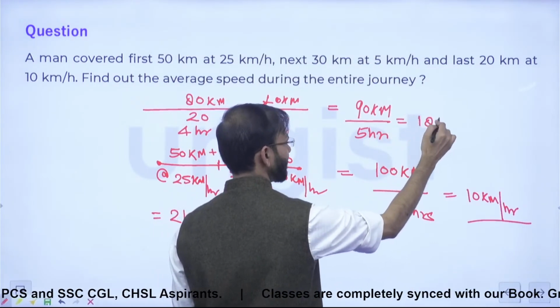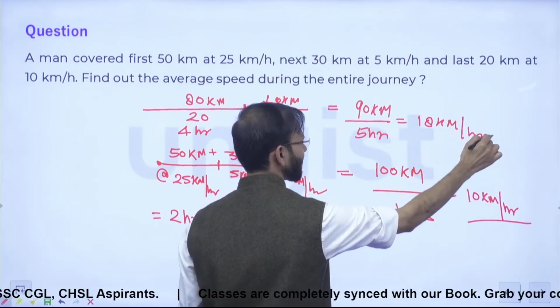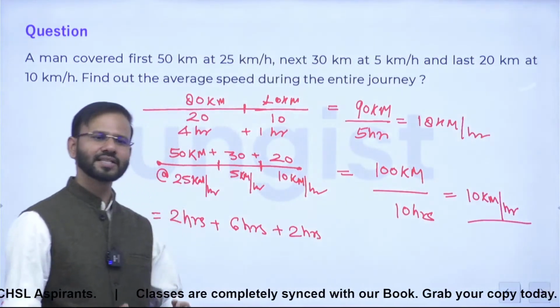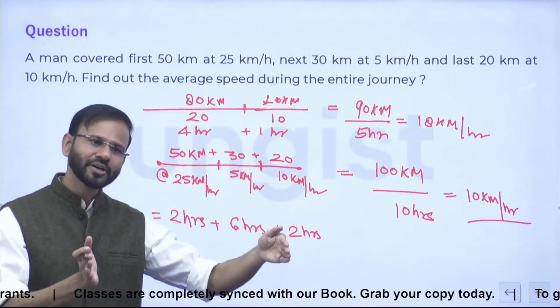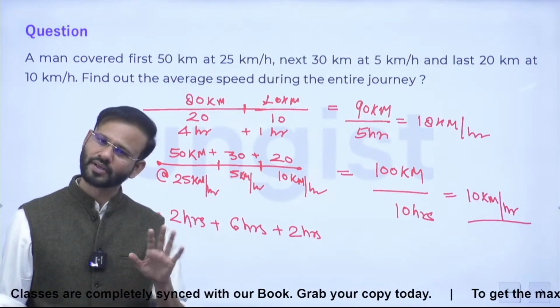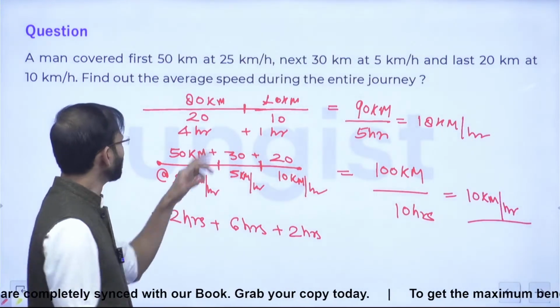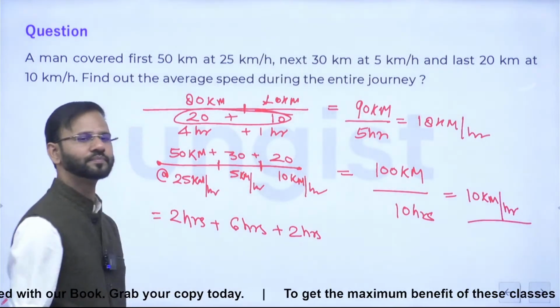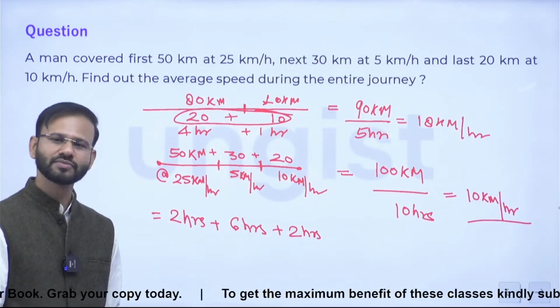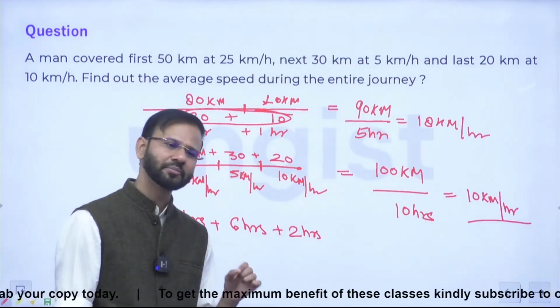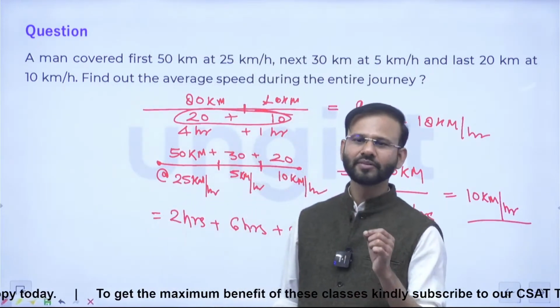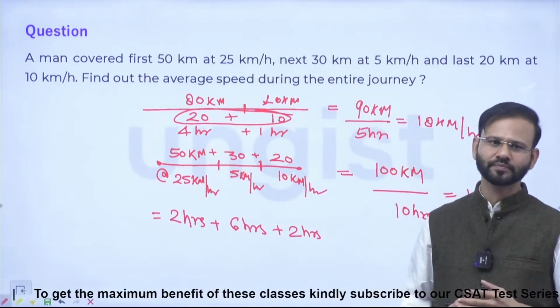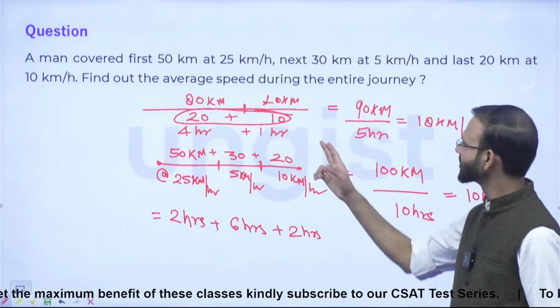So here 18 kilometers per hour is the average speed for the entire distance covered, because he has covered the entire 90 kilometers in 5 hours. Correct, everybody? But if you try to find the average of these two speeds, right, this will be what? This will be 30 divided by 2, which is 50. Getting it? So obviously this answer can't be right.